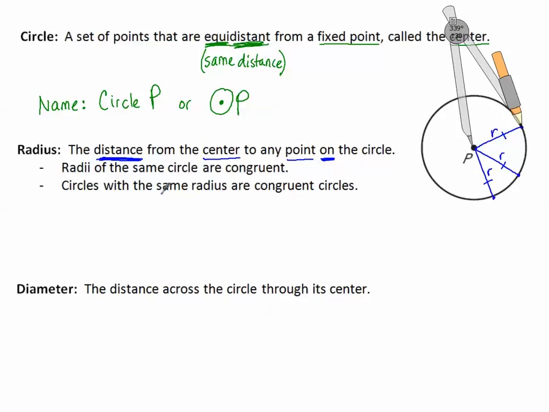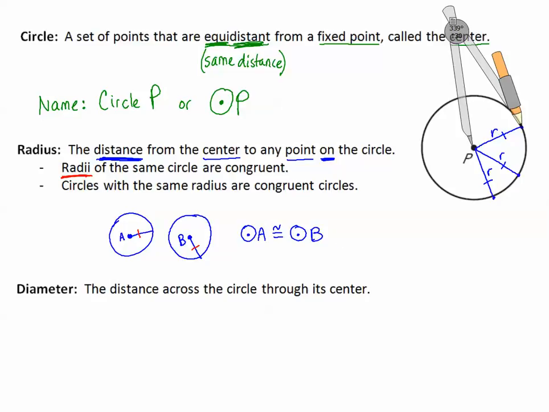Now, circles with the same radius are congruent circles. So for example, let's say I have a circle and I show this circle is A and I show its radius, and I draw another circle and I show this is circle B and I draw its radius, and I show that these two circles have congruent radii. So radii is the plural of radius. Then these circles have to be congruent because the distance from the center to the point on the circle is the same distance. So we would write circle A is congruent to circle B because they have the same radius.